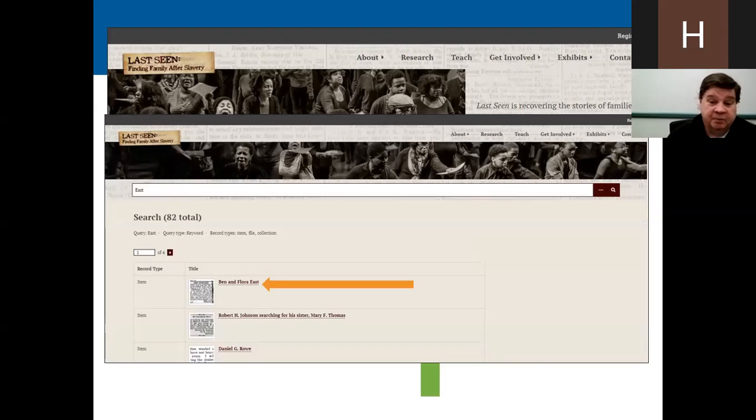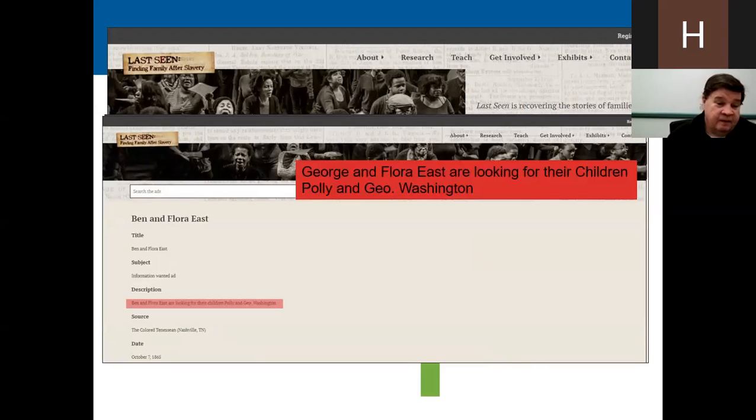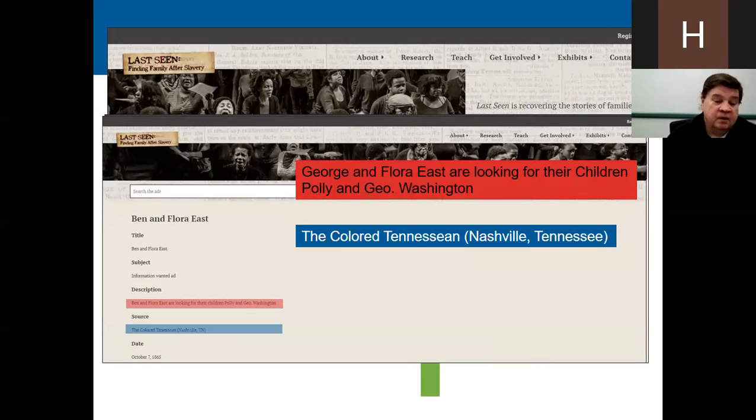I don't know who any of these people are. Just pick the top one. And I come to a page on Ben and Flora East, and it gives me some information that George and Flora East are looking for their children, Polly and George Washington. The ad was run in the Colored Tennessean, which was a newspaper from Nashville, Tennessee. And the ad ran on the 7th of October, 1865.